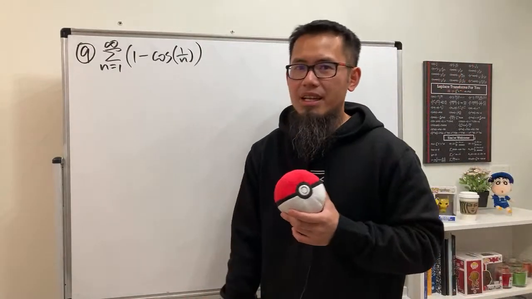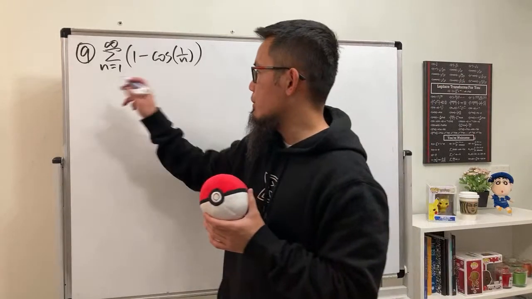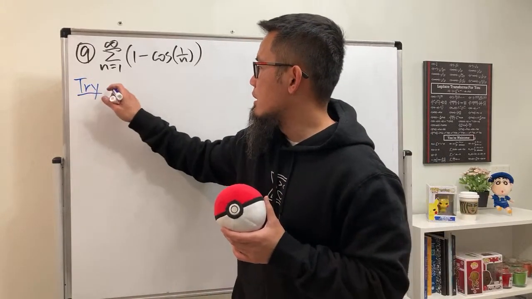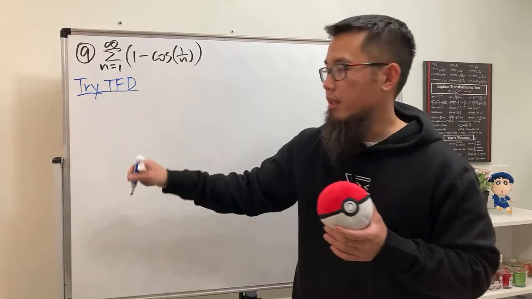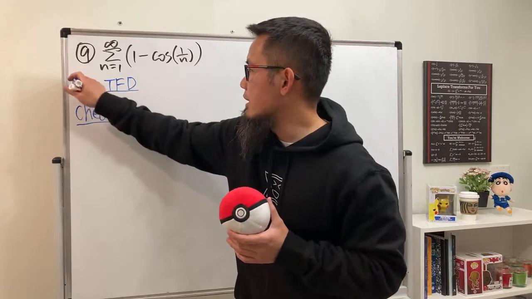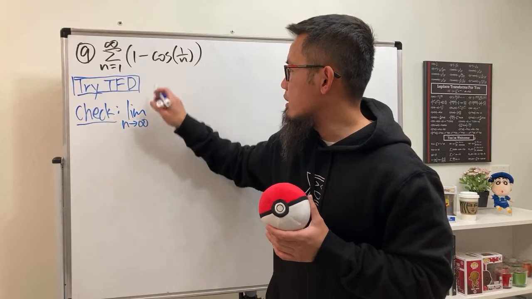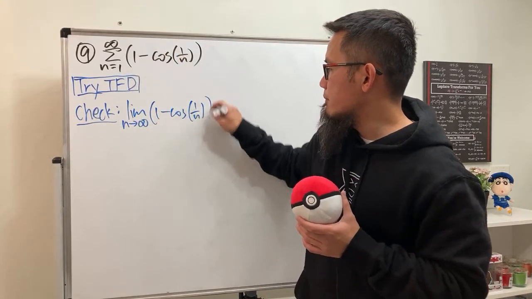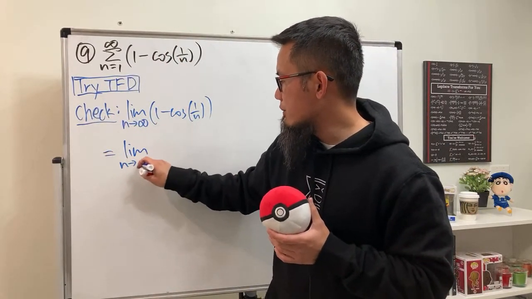Blue pen. Let's just go ahead and try. The first thing is, it's always a good idea to do tests for divergence. Again, this is just a try, all right? We're going to check the limit as n goes to infinity of just this, which is 1 minus cosine of 1 over n.